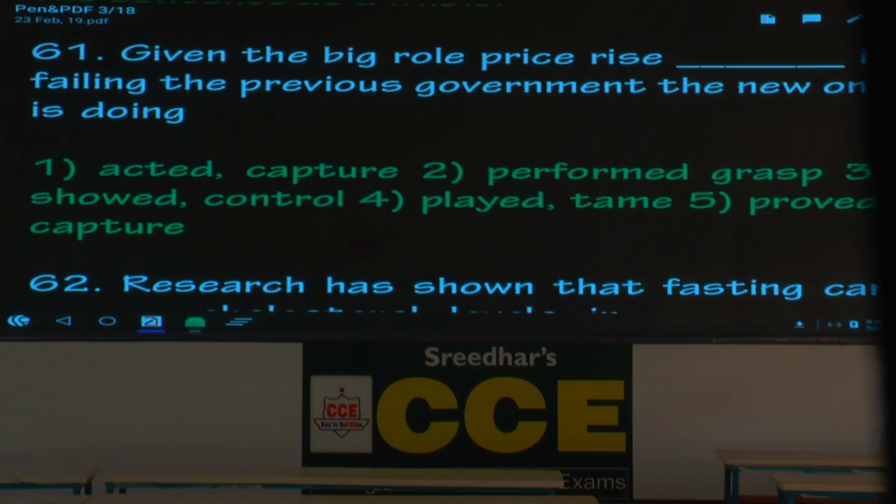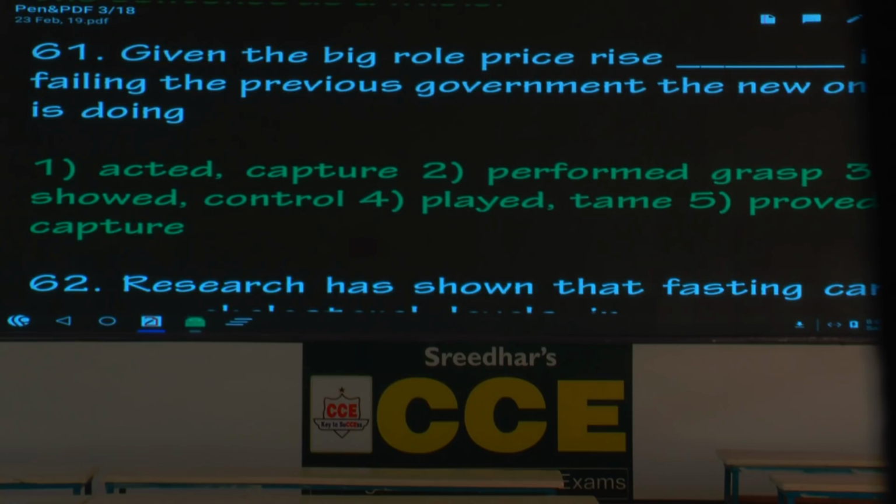Control, to control food inflation. Perhaps okay. As I said, we don't use the word showed in failing. That is not the right combination. Now we will see the fourth option. What is it? Given the big role, price rise played. Generally it is a combination. Played in failing the previous government, comma, the new one is doing well to step up efforts to tame food inflation.